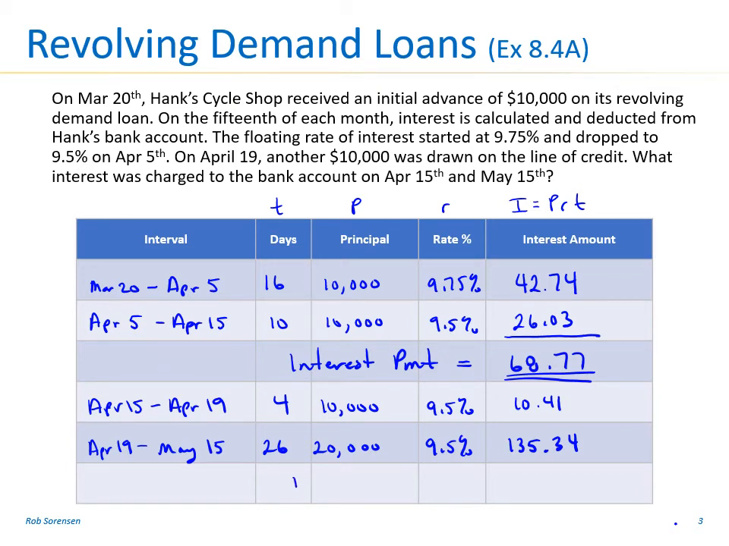Well, now we come along to the May 15th interest payment time, and we're going to add up those two outstanding amounts to get $145.75. So Hank's going to have to now pay the bank $145 on May the 15th, and he had originally paid them $68 back on April the 15th. So those are his two interest payments.